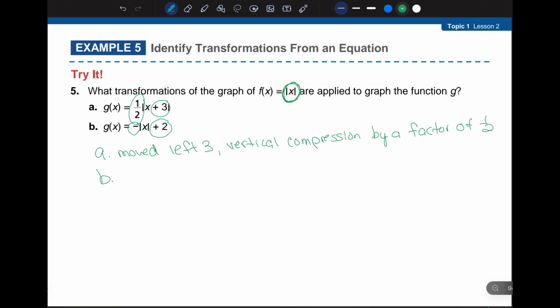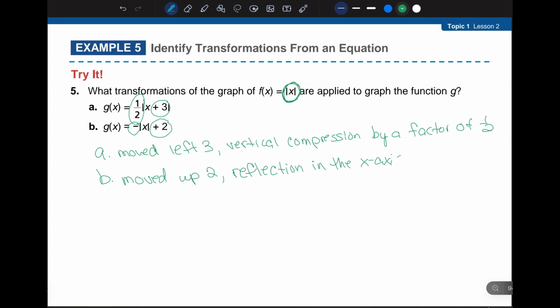So added 2, that means it moved up 2 because it's on the outside, so that's affecting my y. All right, and the negative is also on the outside, so that would be a reflection in the x-axis, or over the x-axis, however you want to state that.